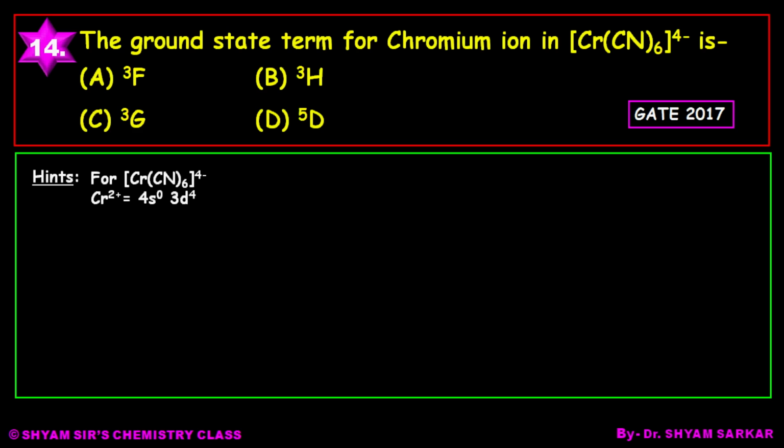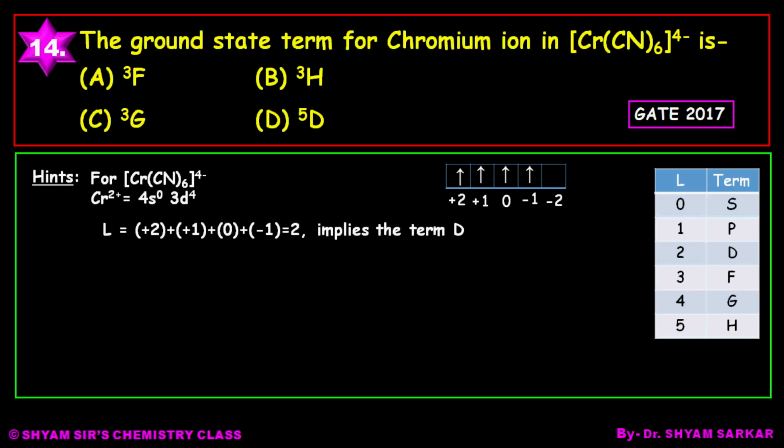Okay, you can see the electronic arrangement here. Now L equal to 2 plus 1 plus 0 minus 1, that is 2. 2 means the term will be D. Okay, so this is for the free ion, and the spin multiplicity is, from this type of arrangement, 2S plus 1 equal to 5. Thus the ground state term for chromium 2+ is 5D. Most students make a mistake here, they will take 5D. But you should remember here the chromium ion is not at all a free ion. This is in a complex.